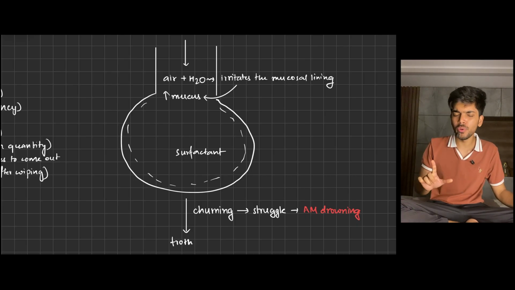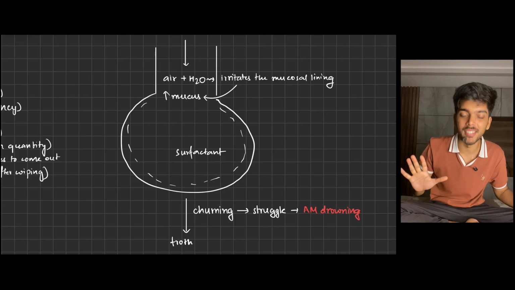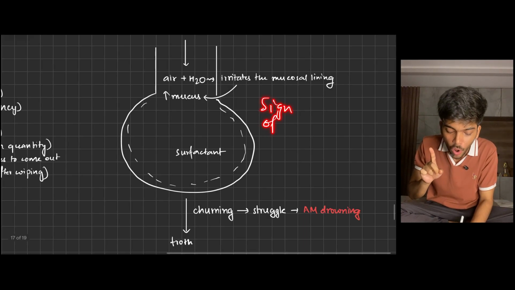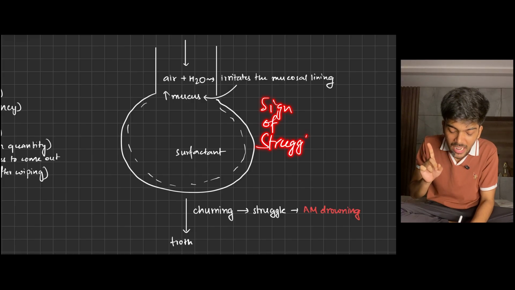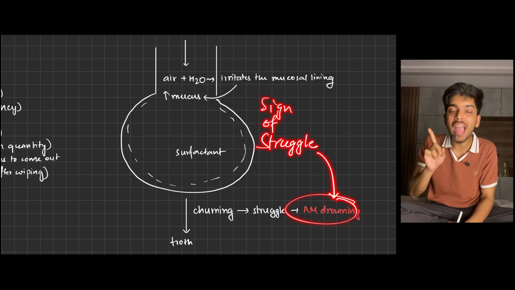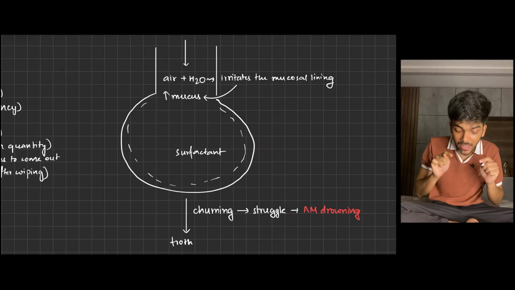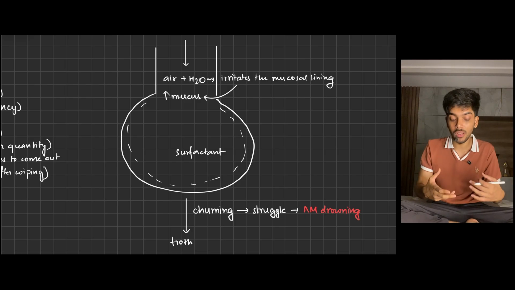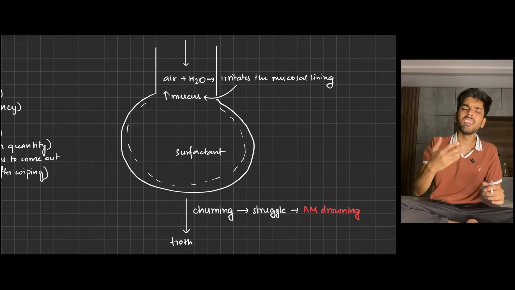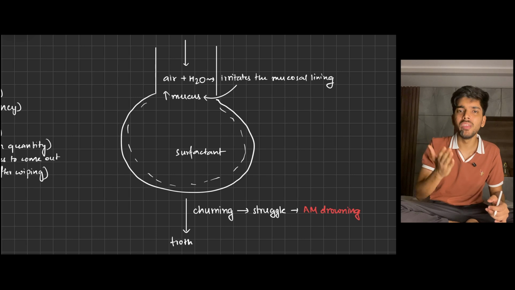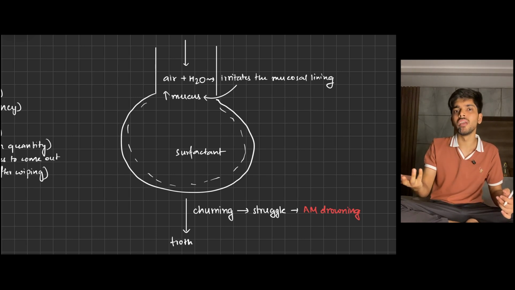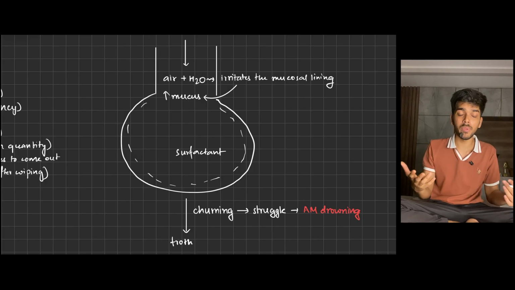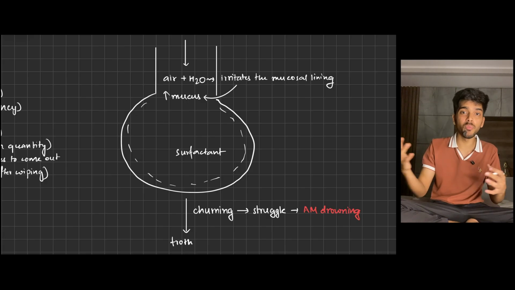One concept I want you to remember, your life will be easy. See, whenever there is any sign of struggle, I repeat, sign of struggle, then that will immediately suggest it to be ante-mortem drowning. For example, in this case, due to struggle, there was froth formation. So froth is a sign of struggle and it indicates ante-mortem drowning. See, a person can only struggle if he was alive at the time of drowning. If he was dead or unconscious, then he would not struggle, and that would not be referred to as conscious ante-mortem drowning.